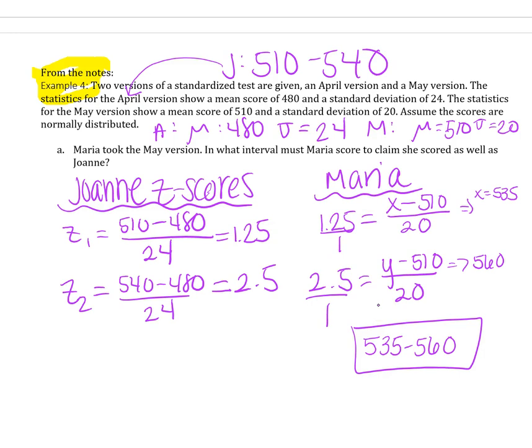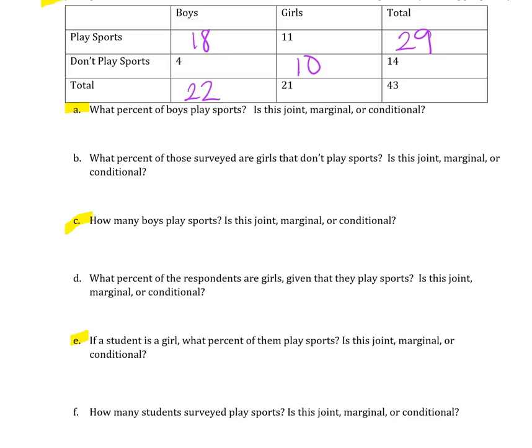Whew, I feel like everything I say in this video is a mouthful. Alright, so it looks like the next problem I was going to do is 23. I already filled in the table because you guys are good with that. Everything just needs to add up. What percent of boys play sports? Saying of boys, so that means we're only looking at the boys. Of the boys, 18 play sports. So 18 out of 22, or an equivalent 0.818, which is then approximately 82%. Now, is this joint, marginal, or conditional?